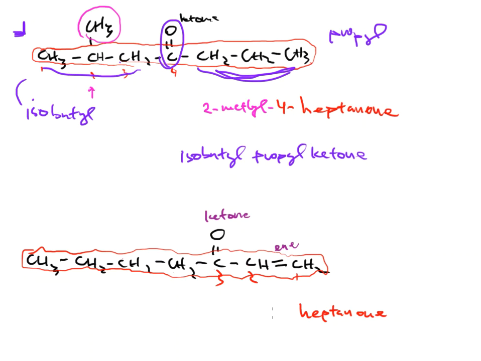right-hand side, and that means that at carbon number 3, I have my own group, my ketone, because I'm naming it as a ketone. I need you to understand that. You're probably thinking, well, wait a minute, a while ago we named this with an oxo.